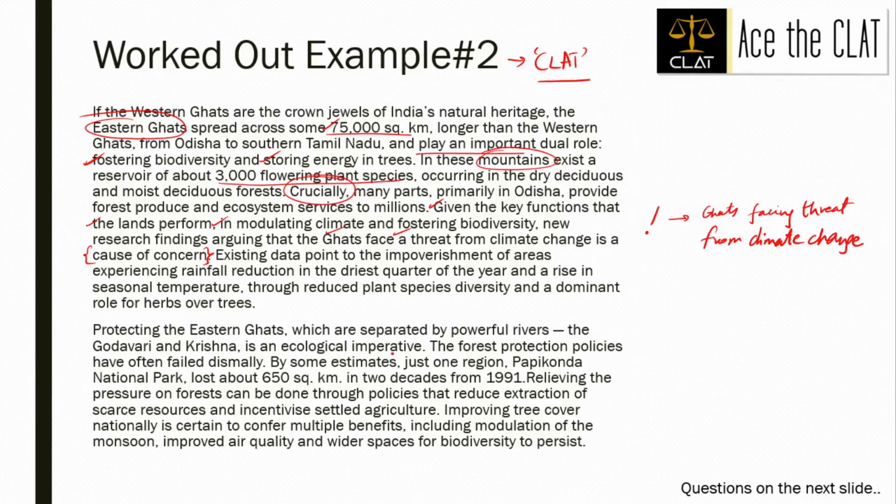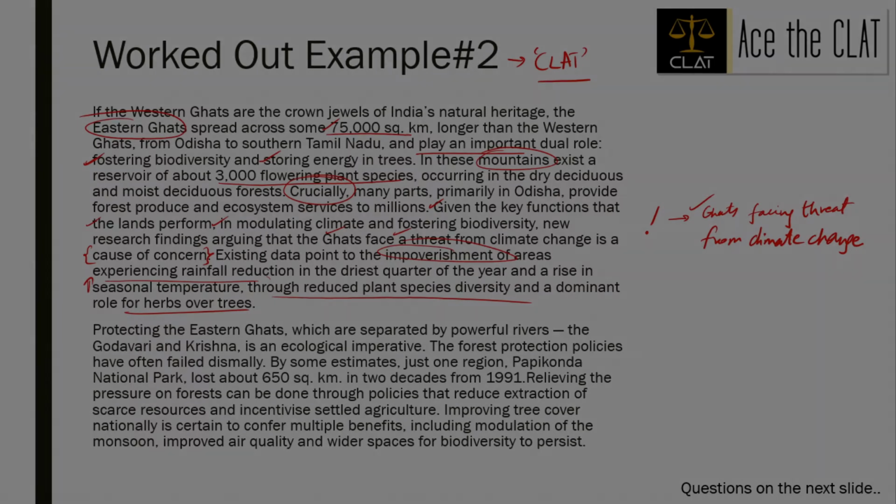Existing data point to the impoverishment of areas experiencing rainfall reduction in the driest quarter of the year and a rise in seasonal temperature through reduced plant species diversity and a dominant role of herbs over trees. Okay. So in the first paragraph, author is mainly stating the importance of Eastern Ghats, the characteristics of Eastern Ghats, right? He also mentions that Ghats are facing a threat from climate change.